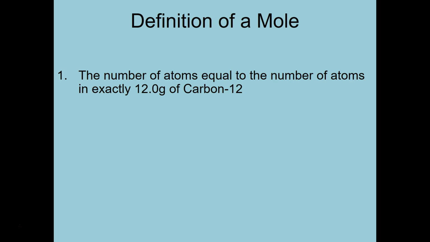So, as far as the definition for a mole is concerned, it is the number of atoms equal to the number of atoms in exactly 12.0 grams of carbon-12. So that is how we came to the number of the mole, by looking at how many atoms were in 12.0 grams, which is 1 mole, of carbon-12. And that quantity was 6.02 times 10 to the 23rd atoms, which is where we got our number from.